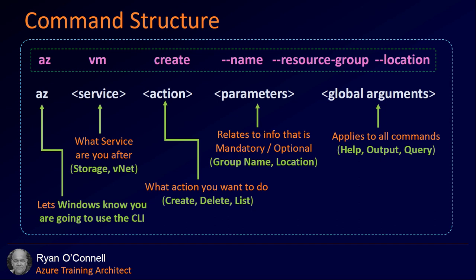The service command is what service are you after? What do you need? Do you want to create a storage group or a VNet group? Then there's an action. What action do you want to do? Do you want to create, delete, list, or move? And then there's a parameter. This relates to info that is either mandatory or optional, such as group name and location. And then of course we have the global arguments, which apply to all commands, and these are help, output, and query.